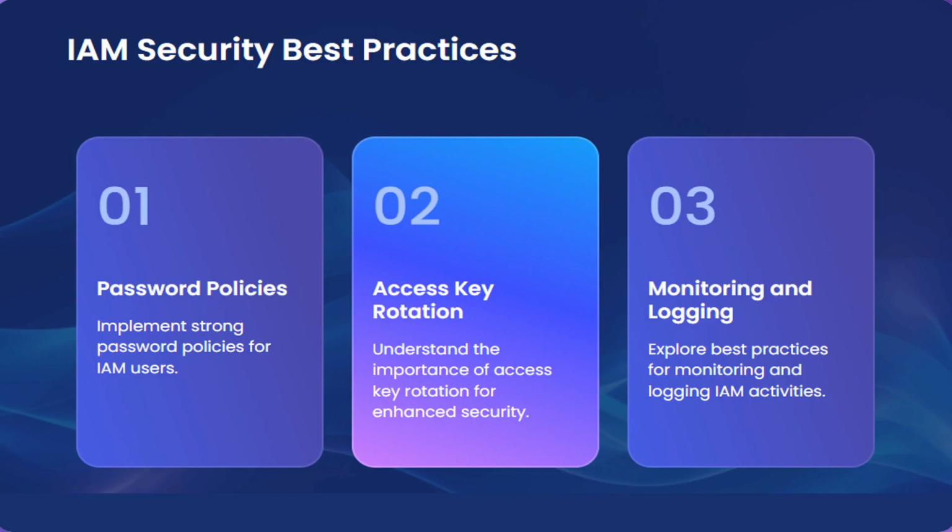Here is the IAM security and best practices, in which it's password policies, access key rotation, monitoring, and logging. Security is paramount when it comes to IAM. Best practices include using IAM roles instead of long-term access keys, implementing strong password policies, regularly reviewing and rotating access keys, enabling multi-factor authentication for all IAM users, and monitoring IAM activity using AWS CloudTrail.